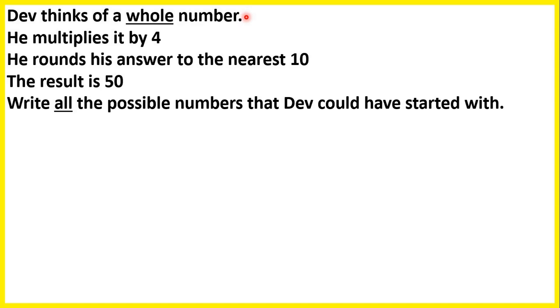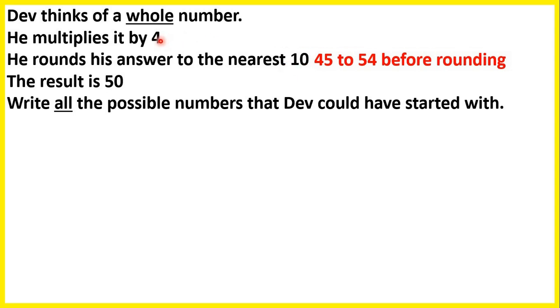Dev thinks of a whole number. He multiplies it by 4. He rounds his answer to the nearest 10. The result is 50. Write all the possible numbers that Dev could have started with. So he gets 50 after rounding to the nearest 10. So that means before he rounds his answer to the nearest 10, he could have between 45 and 54, because numbers between those numbers round to 50 when rounding to the nearest 10.